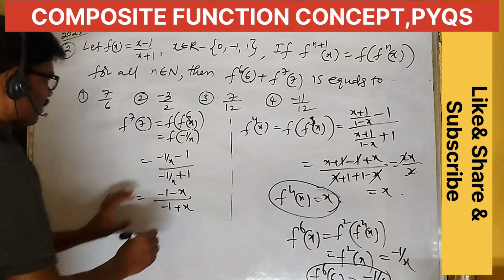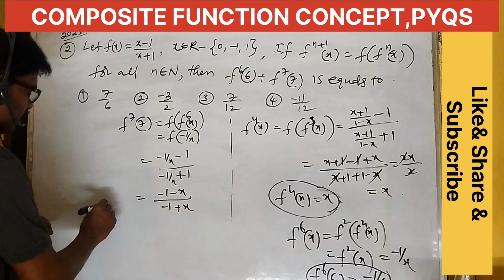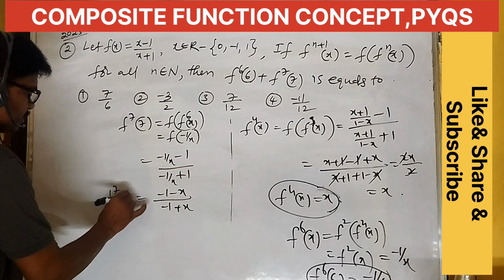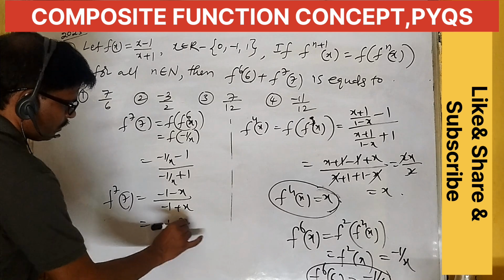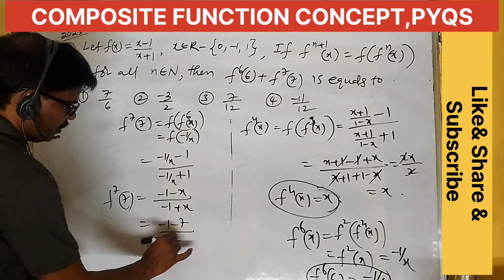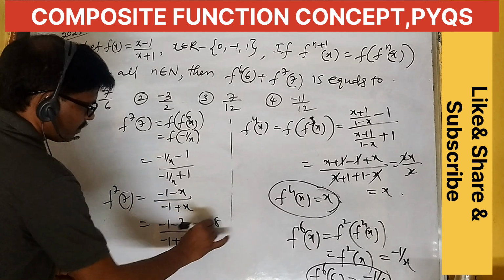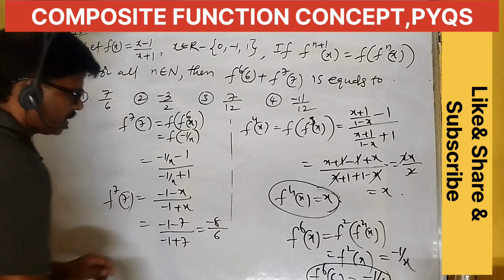This is the value of f to the power 7 of x. What is the f to the power 7 of 7 value? Substitute x equal to 7: minus 1 minus 7 by minus 1 plus 7, equal to minus 8 by 6.